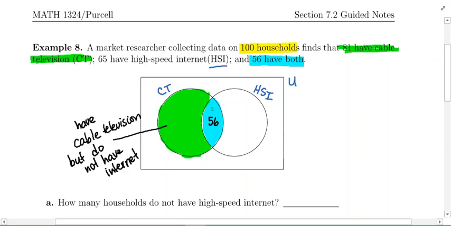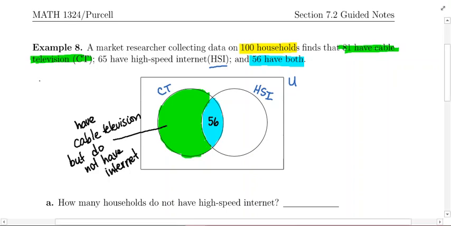Those two compartments form the entire cable circle. So when you add up all the numbers in the cable circle, they have to total 81. You've already accounted for 56 people because 56 people have cable television and high-speed internet. So now we're just trying to figure out the number of people who have just cable but not internet.